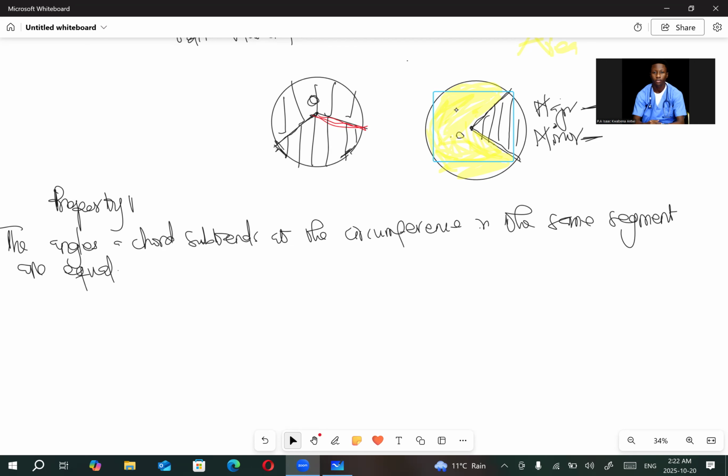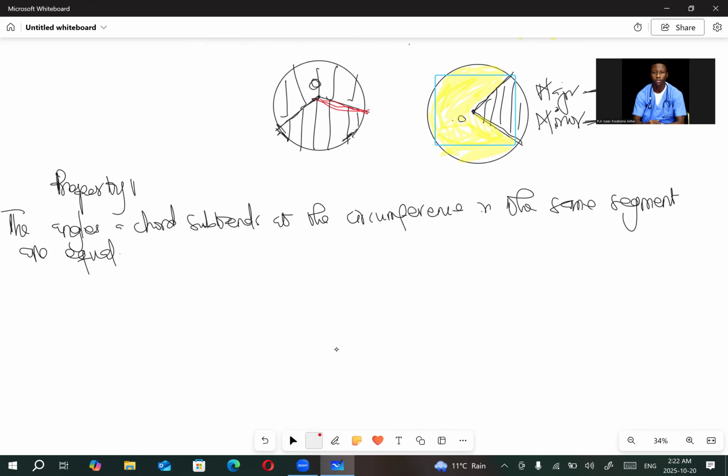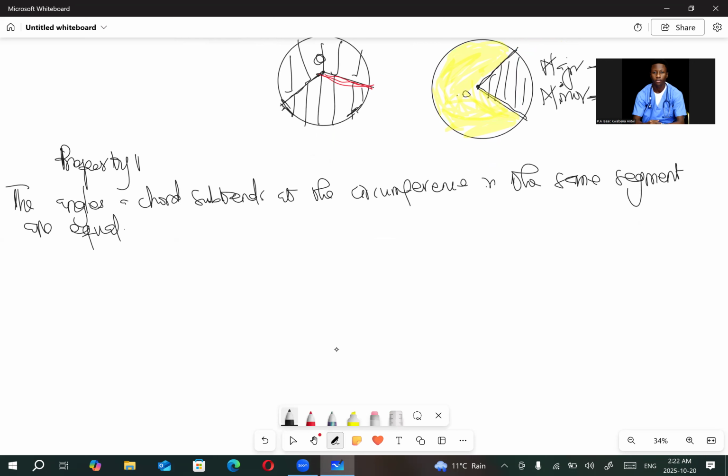Okay, so property one: the angles a chord subtends at the circumference in the same segment are equal. Let's discuss. You already know what a chord is. Before we start, let's look at the word subtends. We are going to paraphrase it with other words, looking for words which mean something similar.